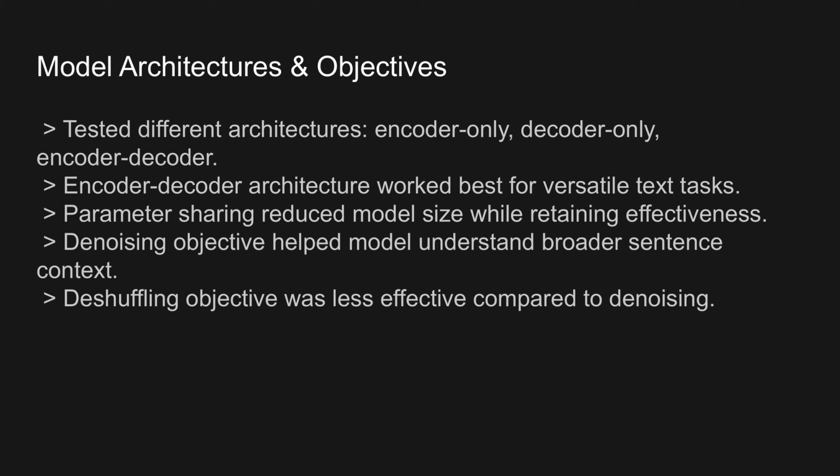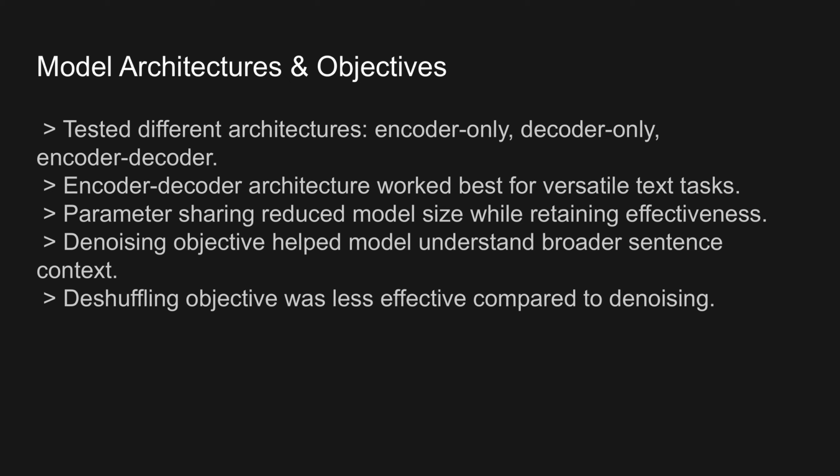They also tried deshuffling, where the model had to reorder scrambled words, but it wasn't as effective. Why do you think that is? It probably focuses too much on grammar and order without capturing deeper meaning or context. Correct. Deshuffling mainly teaches structure but doesn't help as much with understanding the semantics, which is crucial for many language tasks. Overall, the denoising objective led to the best results, helping the model learn deeper representations of language.